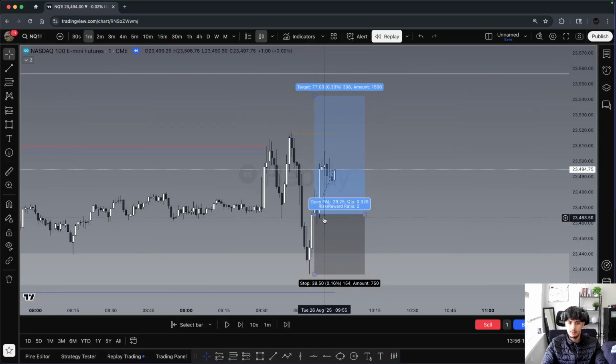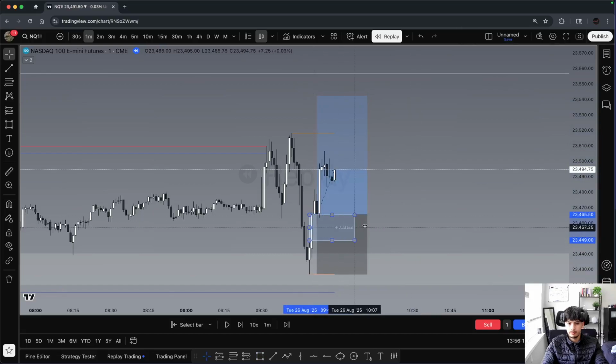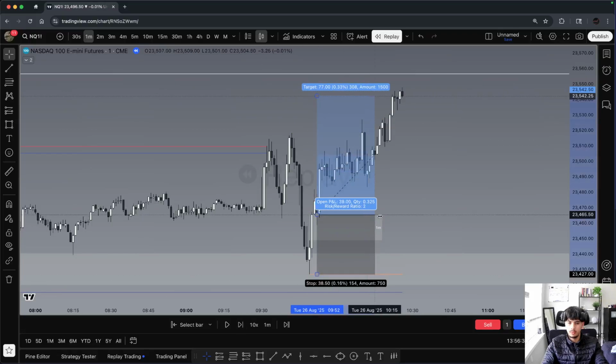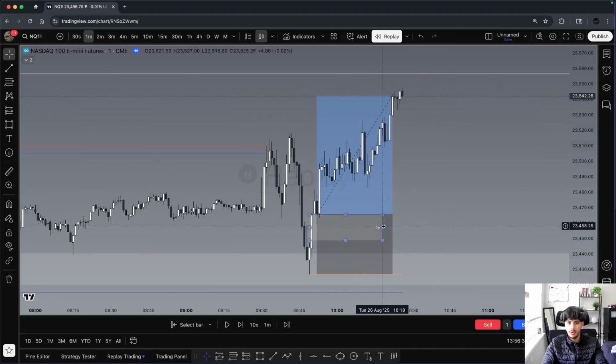You can see it did come down into this gap. We respect the gap, and then we start taking off from there. So I think there was consolidation around here. But eventually we do hit the target of 2R, and I would have been out right here. That would have been my exit. So it was a good trade.